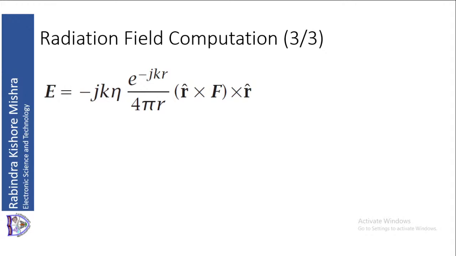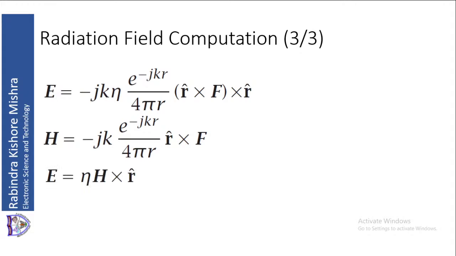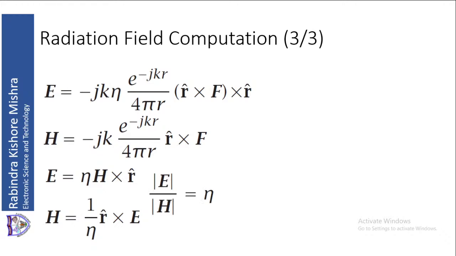Accordingly, you can find out what E is. E will be minus jk eta exponential minus jkr by 4 pi r into r cap cross F cross r cap. H will be minus jk exponential minus jkr by 4 pi r cap cross F. Now if you compare E and H in terms of their magnitude, there is a difference of eta. So E is equal to eta H cross r cap, or H is equal to 1 by eta r cap cross E. Either of these two we can use later.